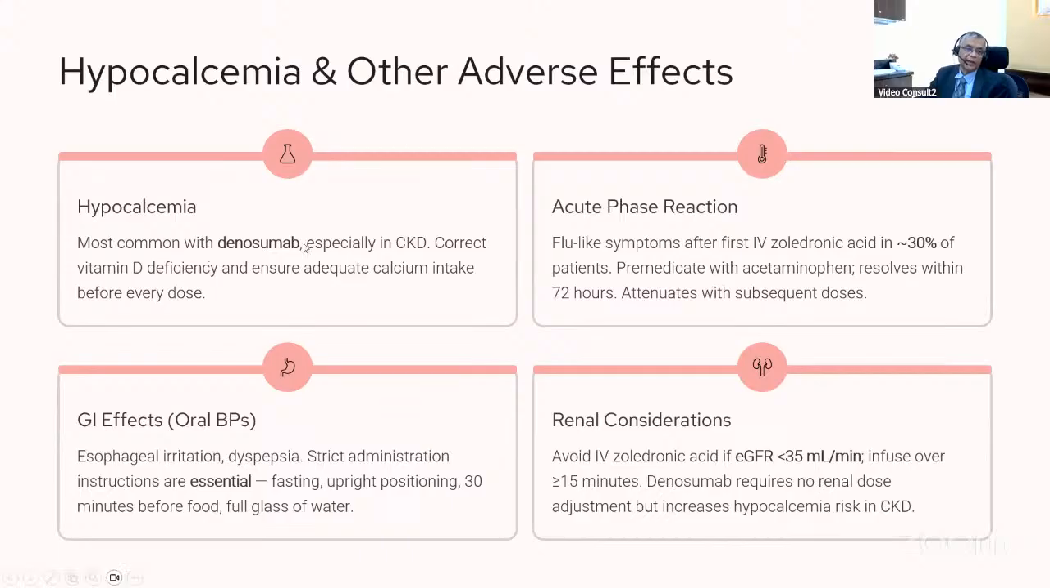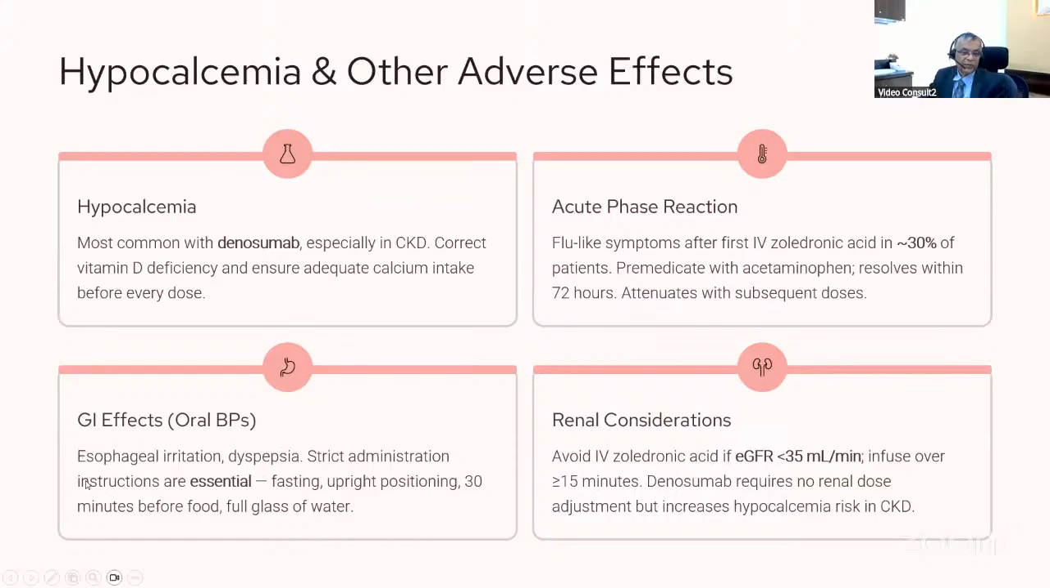Hypocalcemia can occur with denosumab, especially when the patient has CKD. Correct the vitamin D deficiency and ensure adequate calcium intake before the dose. Acute reaction, flu-like symptoms with zoledronic acid. Pre-medicate with acetaminophen; it resolves within 72 hours and attenuates with subsequent doses.